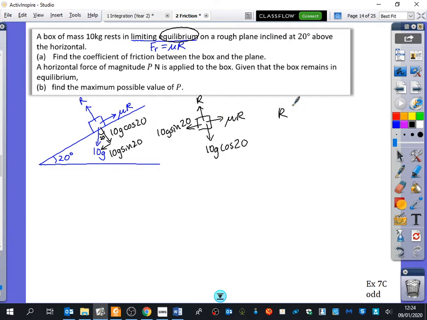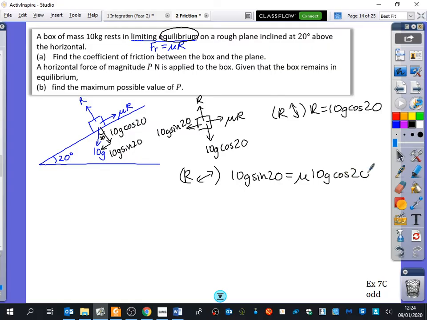So if I resolve in that kind of direction, I just get that r is equal to 10G cos 20. You get a mark for doing that, okay? You do get a mark just for actually writing these things out. Then if we resolve it along the slope, we can see that 10G sine 20 equals mu r, and r is 10G cos 20. So what is mu equal to?